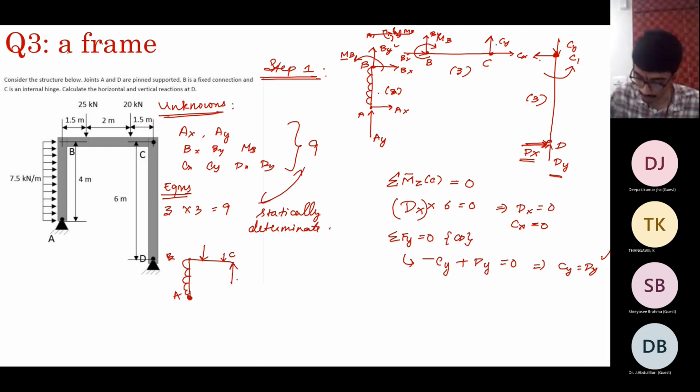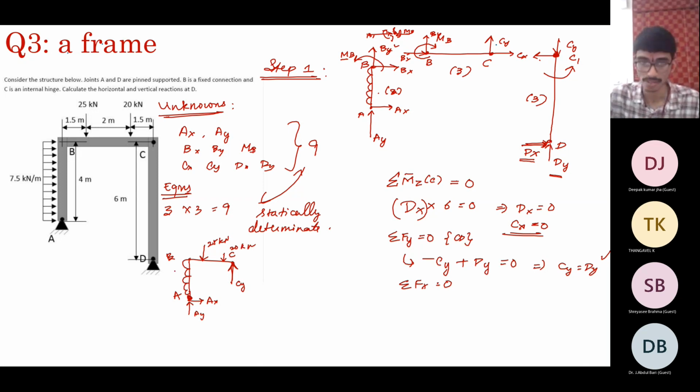So what do you have here? You have Cy. And what is Cx? If you enforce sigma Fx equal to 0, you get Cx equal to 0. So the only unknown reactions in this case are Cy, Ax, and Ay. This is 25. This is 20 kilonewtons. And this distributed load of 7.5 kilonewtons per meter. Now let us take moments about the point A so that we get Cy directly.